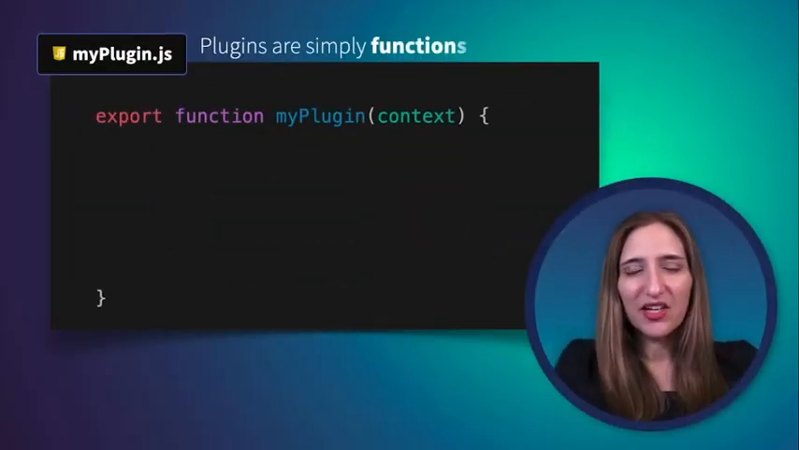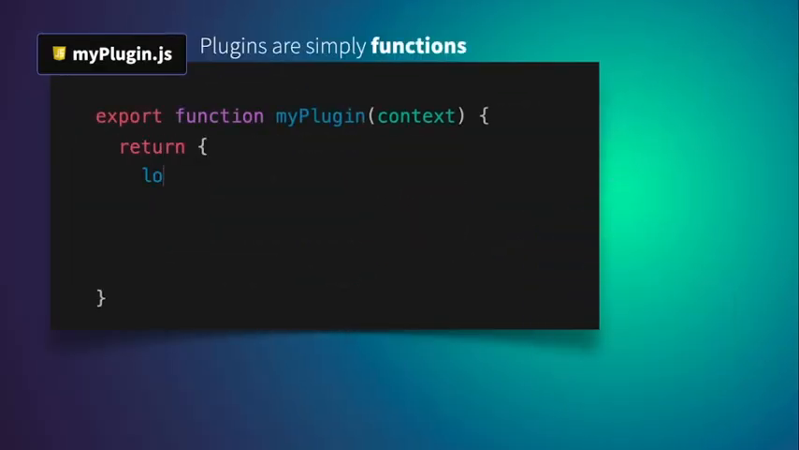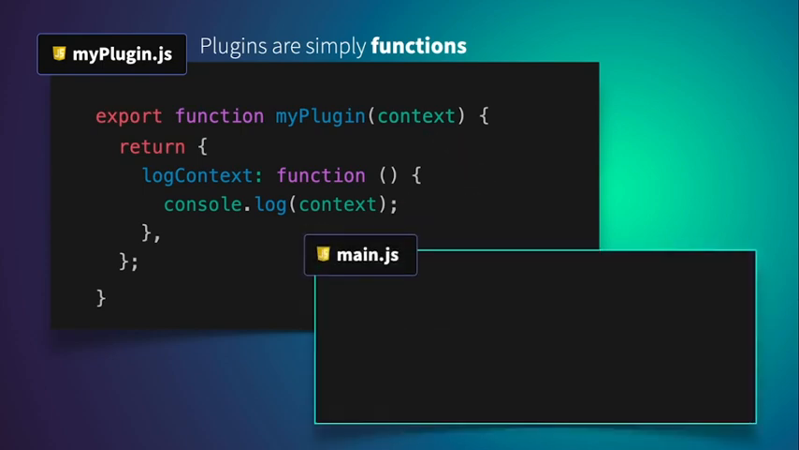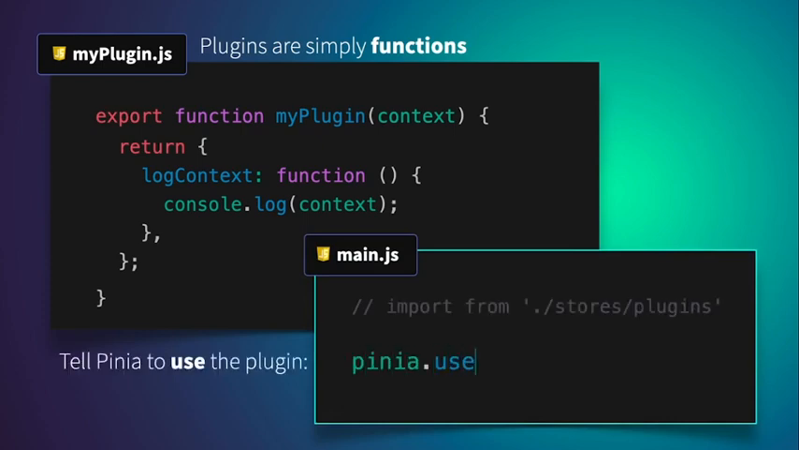Ultimately, the plugins are simply functions. In this plugin, we're adding on a log context function that will log our context object so we can take a look at it in the console. Note how we're writing this plugin in its own file, within a plugins directory in our stores folder, then importing it into main.js.